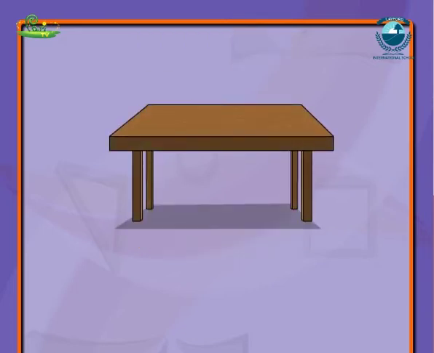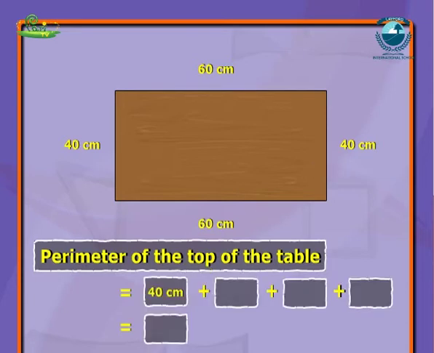For example, look at the top of the table. The length of the four sides of the top are 40 centimeters, 60 centimeters, 40 centimeters and 60 centimeters. When we add all the sides, we get the perimeter. So the perimeter of the top of the table would be 200 centimeters.